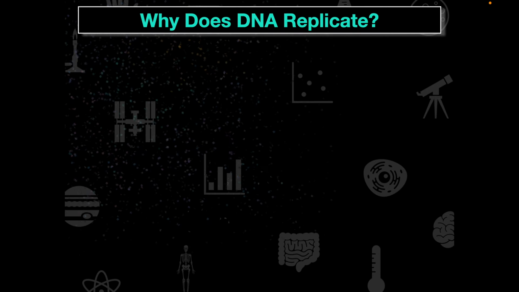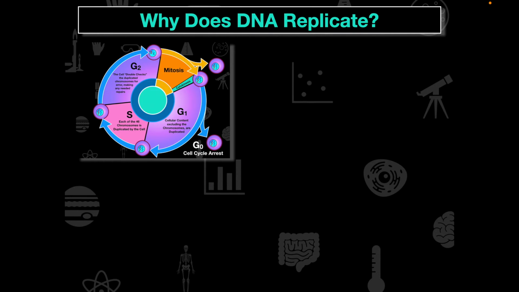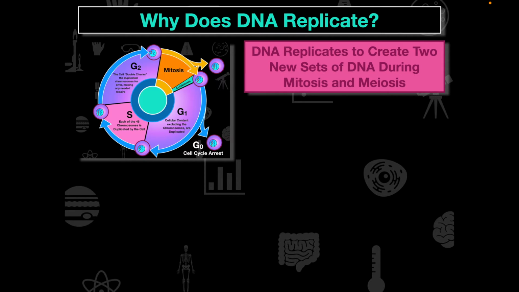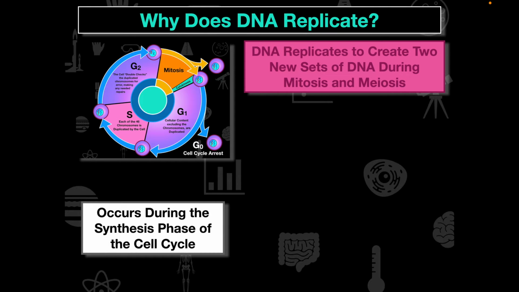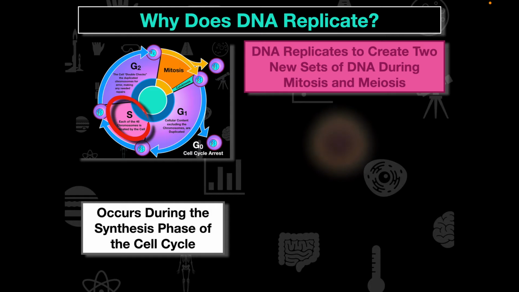So why does DNA go through and replicate here? Well, DNA is going to need to replicate in order to go through mitosis. And really what we're looking at is the details which are occurring in the synthesis phase of the cell cycle. So we see replication occurring in the synthesis phase, and DNA is going to replicate whether or not we go through mitosis or meiosis.